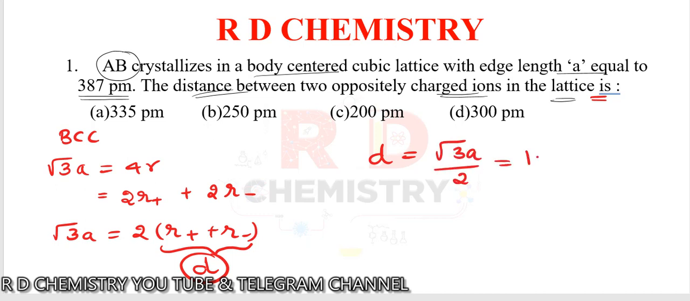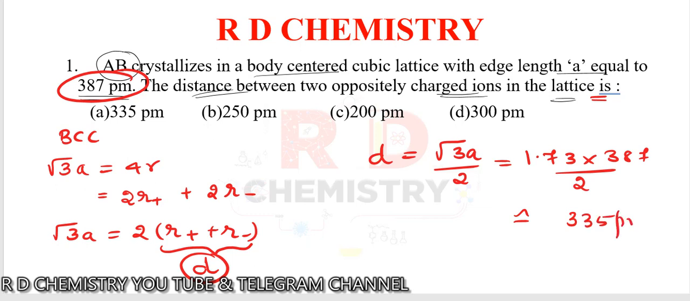Square root of 3 is about 1.73, into the edge length given, 387 picometer, divided by 2, and this comes to approximately 335 picometers. Okay, so the answer is option number A.